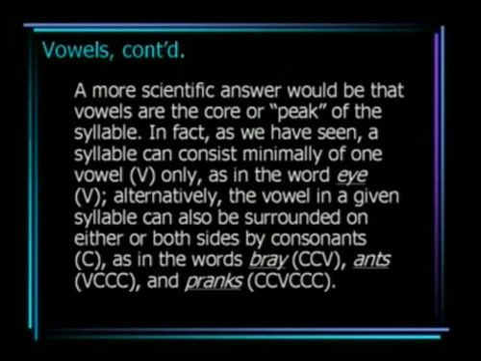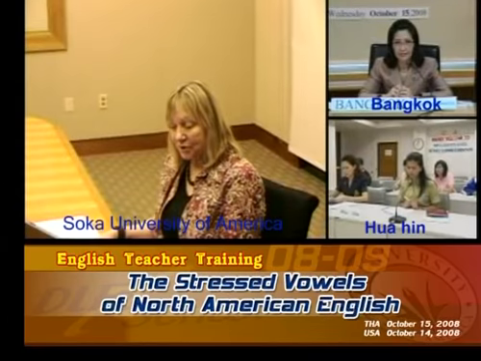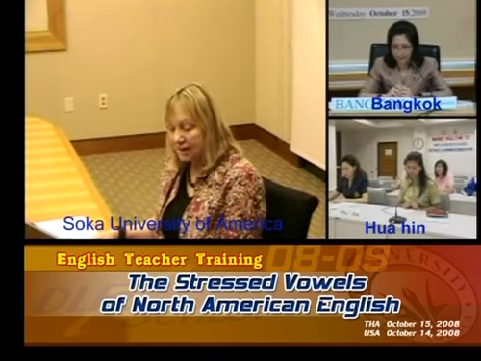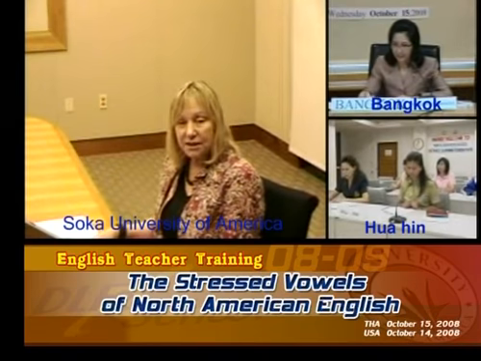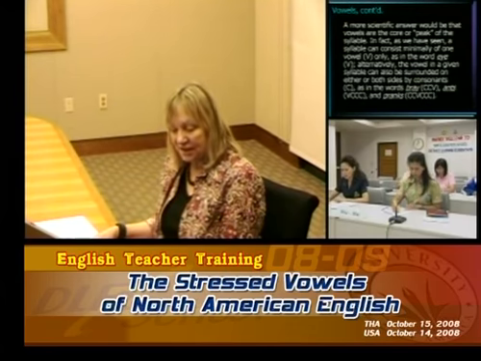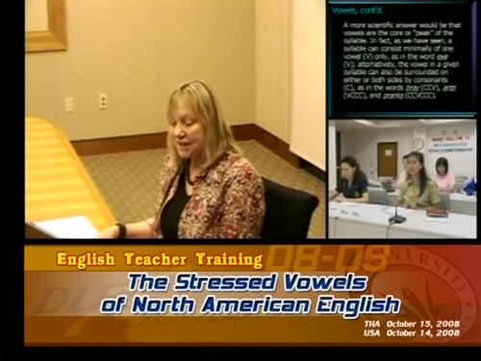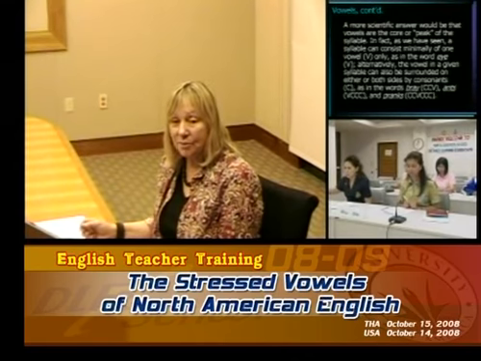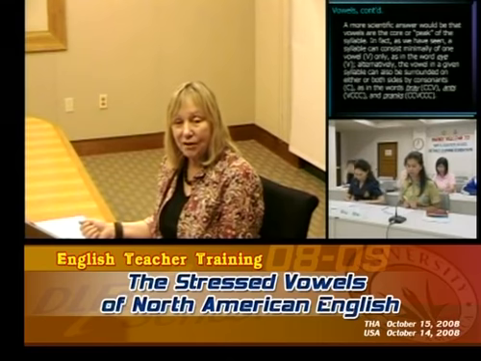But let's look at a little bit more scientific answer. A more scientific answer would be that vowels are the core or peak of the syllable. And in fact, as we saw in our last lecture, a syllable can consist minimally of one vowel, represented by V here only, as in the word I. Alternatively, the vowel in a syllable can also be surrounded on either or both sides by consonants, represented here by C, as in words such as bray, which has a CCV formulation, ants, VCCC, and finally pranks, CCVCCC. And you'll remember last time we talked about how English loves to have lots of consonants.